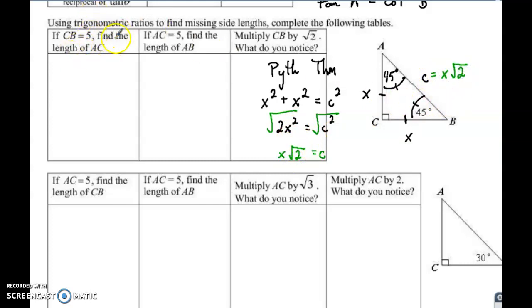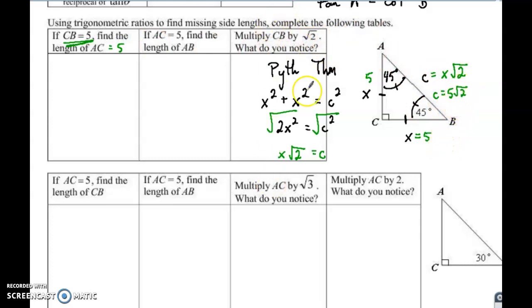So let's say in this problem, since it says BC equals 5, that means that this is 5, and AC also has to be 5. That's kind of what we're getting at here. And then if you do the Pythagorean theorem, then this side length has to be 5 root 2.